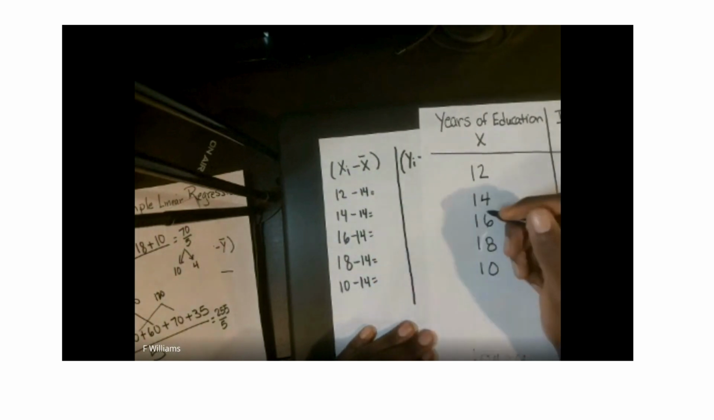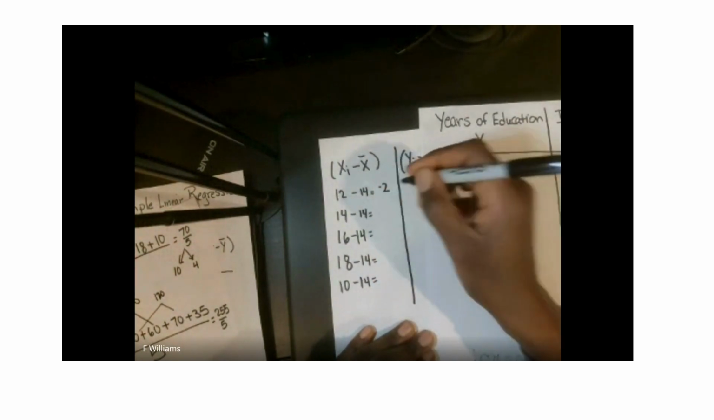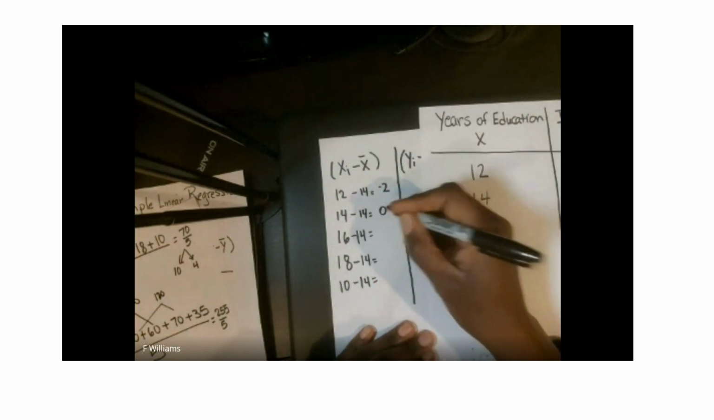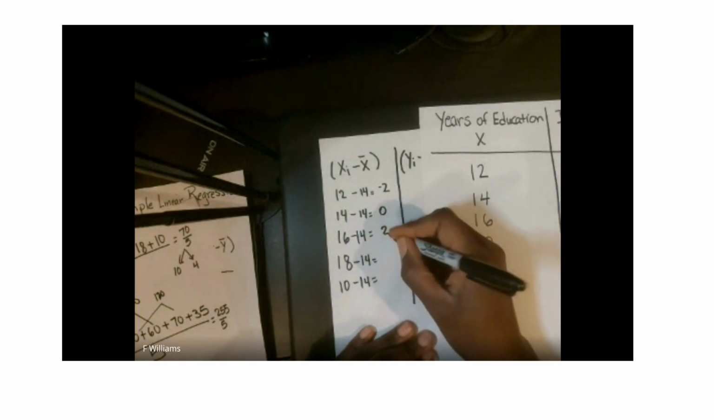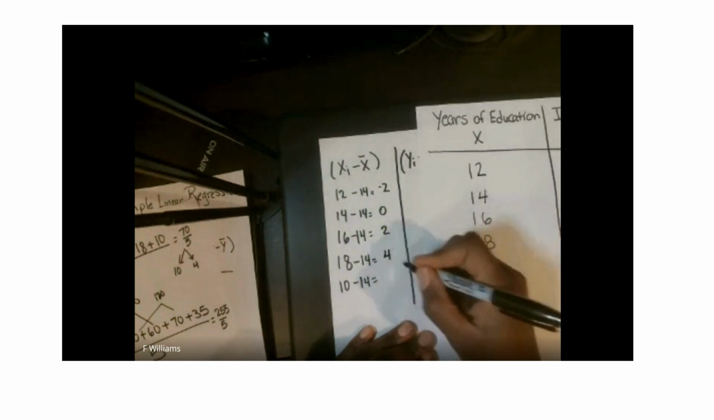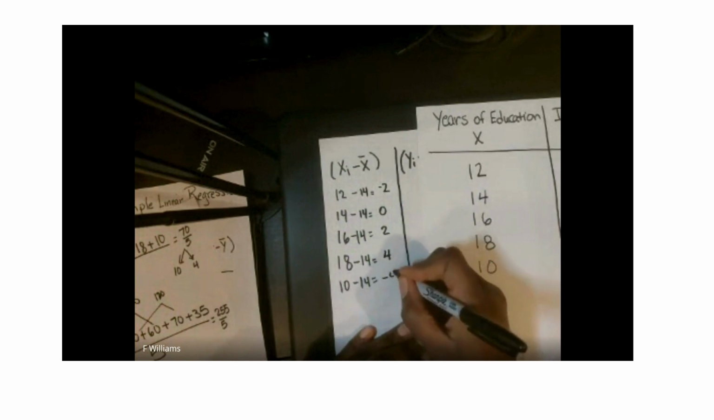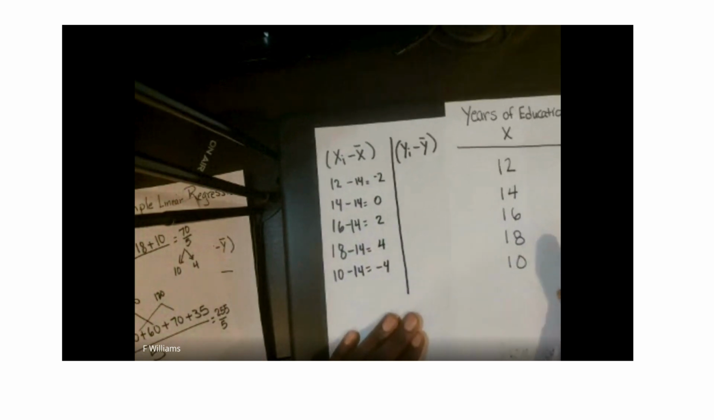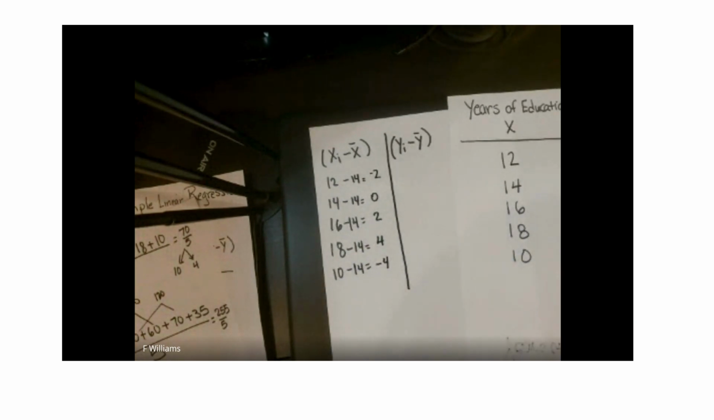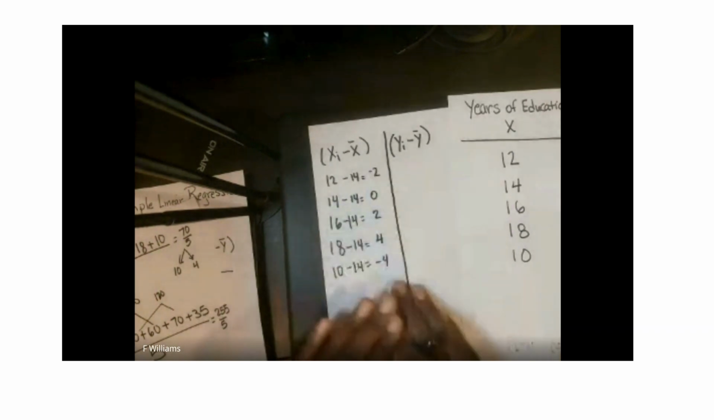Here we add them on up. This is minus 2. This is 0. This is a positive 2. This is a positive 4. And this is a negative 4. Okay, and the equation, we'll get back to the equation. So this is what we have for this part.